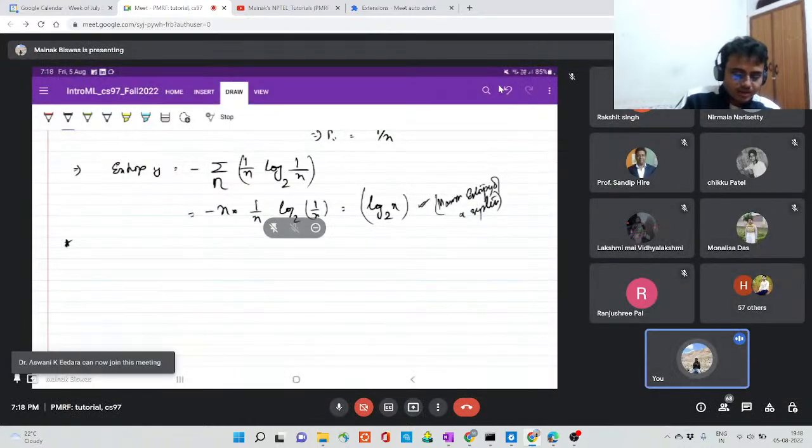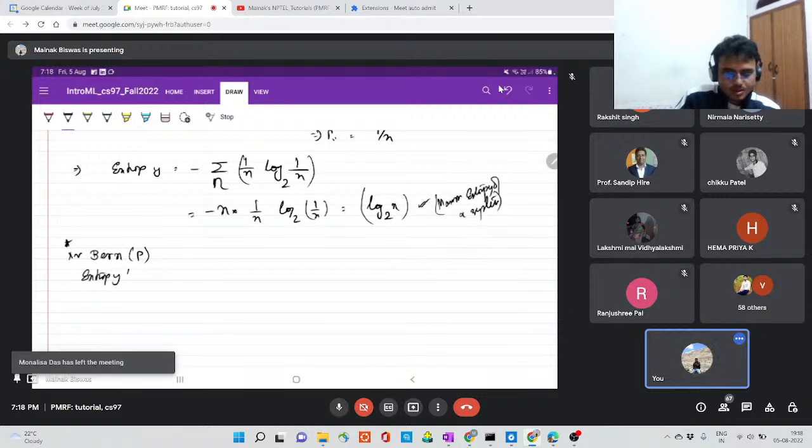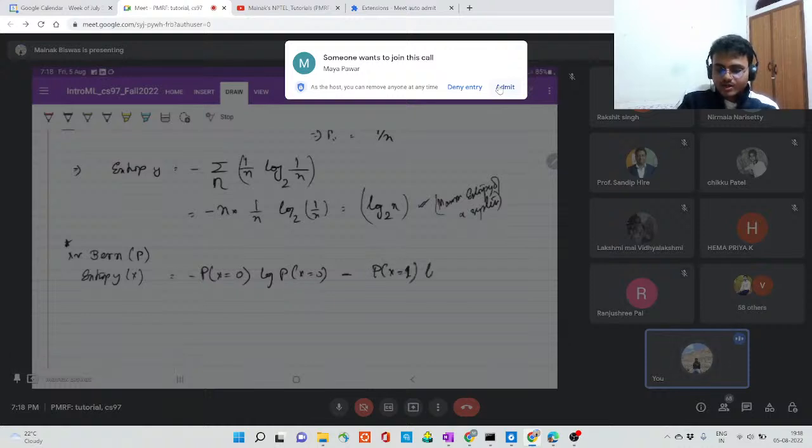So let's take a binary Bernoulli random variable, Bernoulli P. You try to find the entropy of X here. I'll just write the first line: probability of X equal to 0 into log of probability of X equal to 0, minus probability of X equal to 1. Bernoulli means you can either take 0 or 1. It's a coin toss.